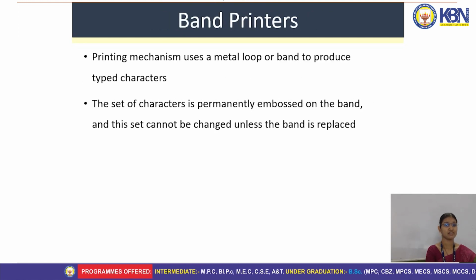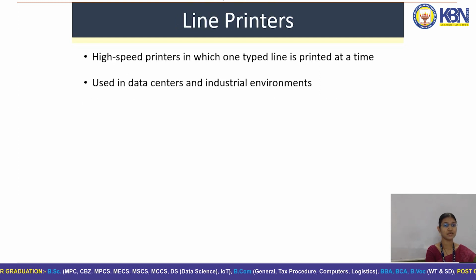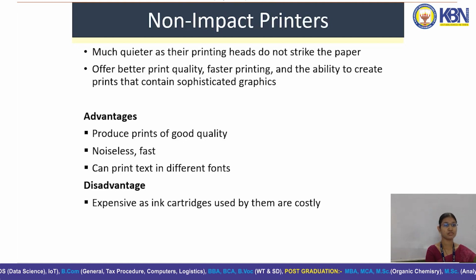Band printer. It is a mechanism to produce typed characters. The characters are permanently embossed on the band. The set cannot be changed unless the band is replaced. We cannot replace these band printers. Line printers. It is a very high speed printer. One typed line is printed at a time. It is used in data centers and industrial environments.